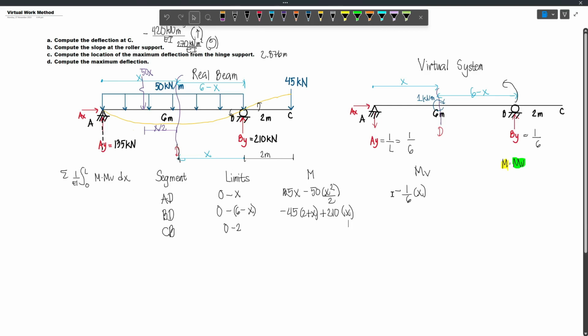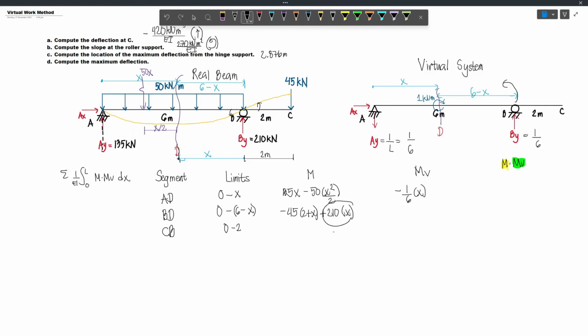Now, you might ask, bakit hindi 6 minus x yung ginagamit mo, sir? Again, what we are forming here is the moment equation in terms of x according to our origin. Itong 6 minus x is simply just the limit. Hindi yan yung actual distance.